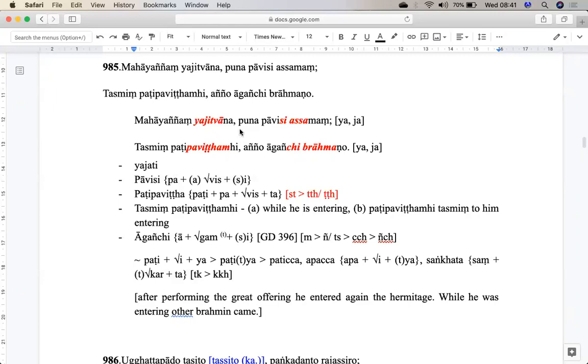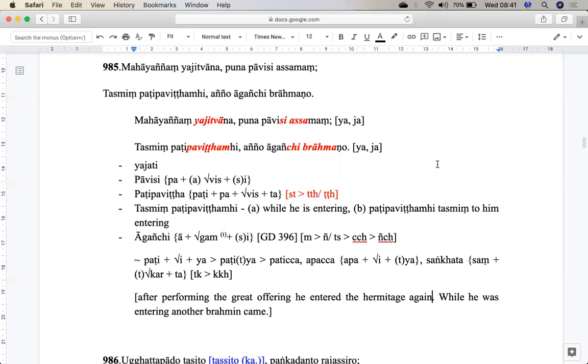So here, in the first line, Buna Bawisi, together with these two words in the next line, is a locative absolute construction, or the predicate of the locative absolute construction. So they are the same. That point I want you to understand. Okay, so now, after performing the great offering, he entered the hermitage again. So when he entered, another Brahmin came to visit him, came to him.